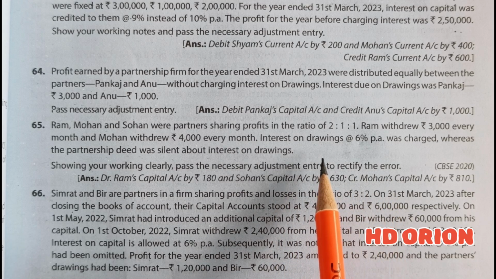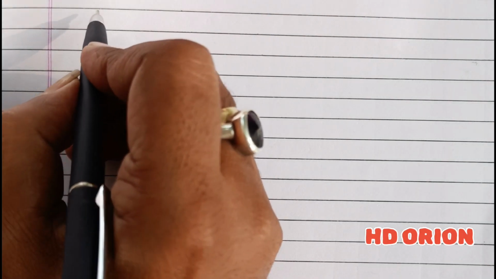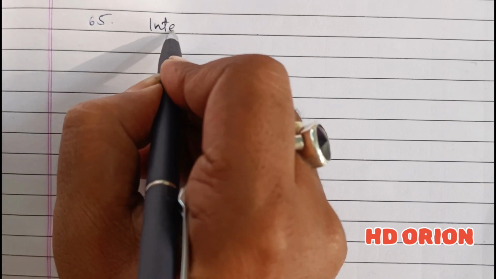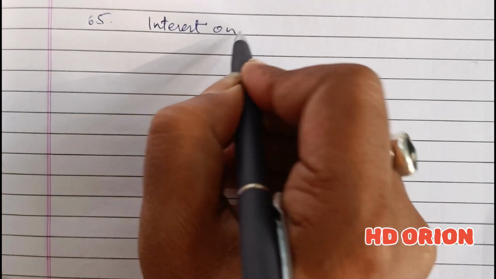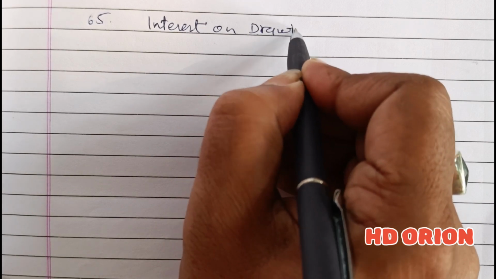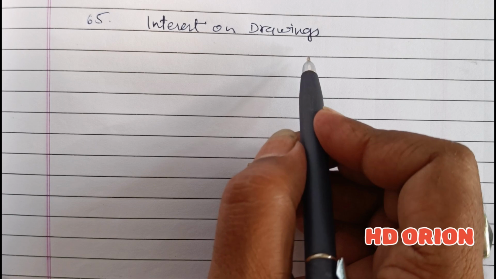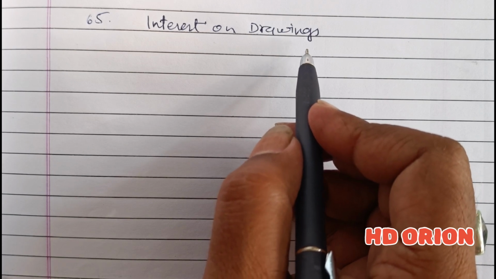Now in this question, interest on drawings was not to be given to the partners, but the firm by mistake has awarded them interest on drawings. So now we have to rectify it. So solution 65, let us calculate interest on drawings, which the firm has by mistake collected from the partners.